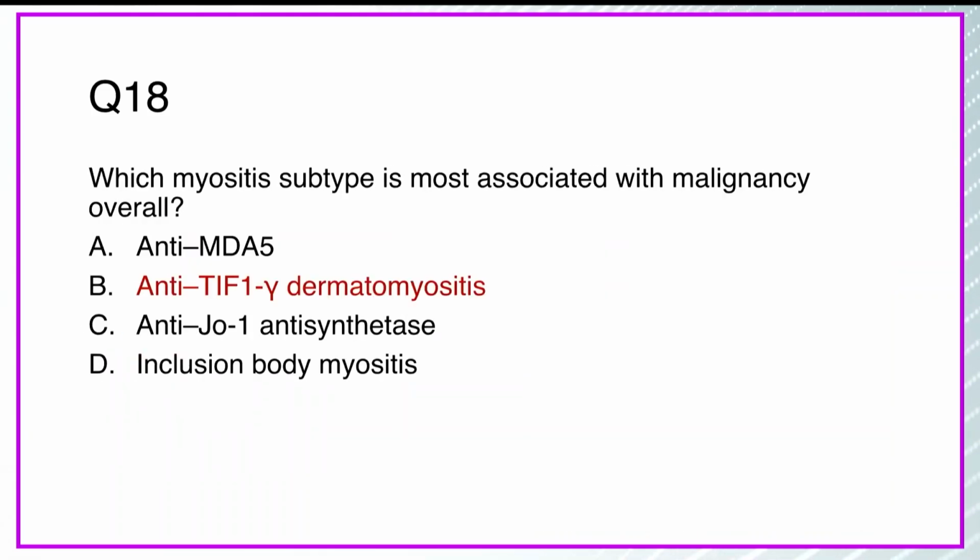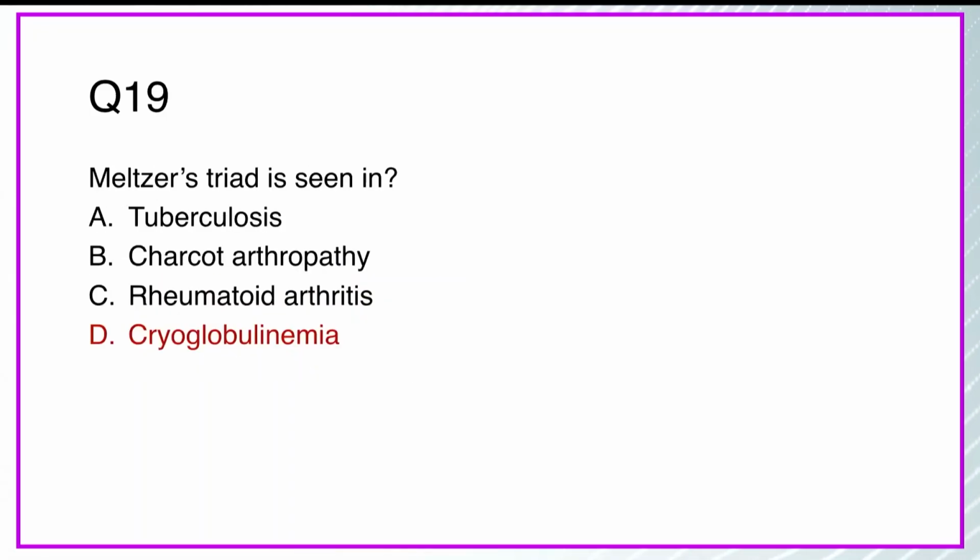18, myositis with the highest risk of malignancy is anti-TIF1 gamma. Meltzer's triad is seen in cryoglobulinemia. So what is Meltzer's triad? Anybody? Arthritis and? So it is specifically seen in essential mixed cryoglobulinemia, and that is the triad: arthralgia, purpura, and weakness.